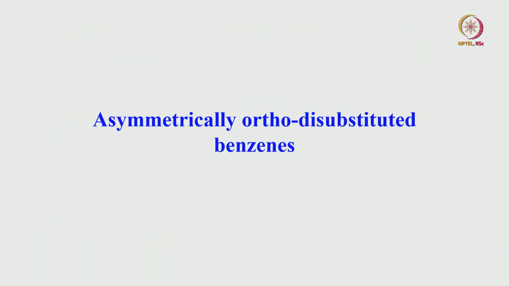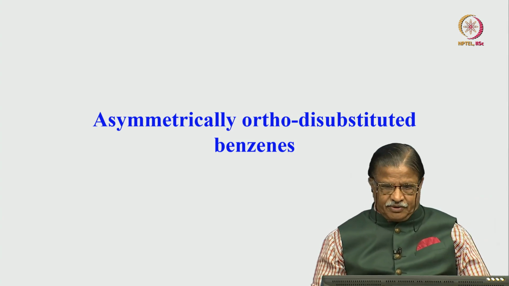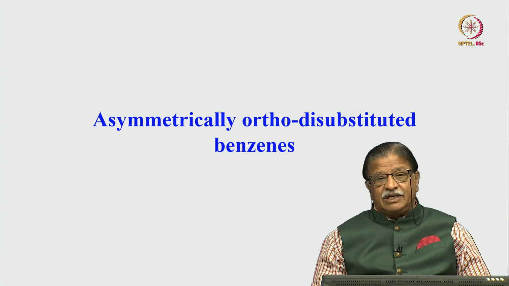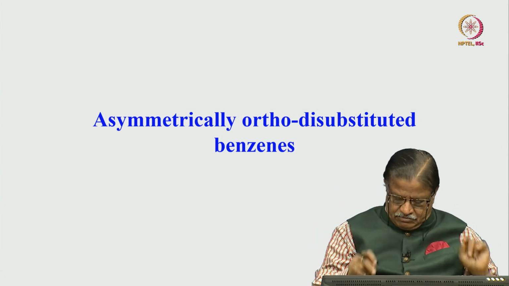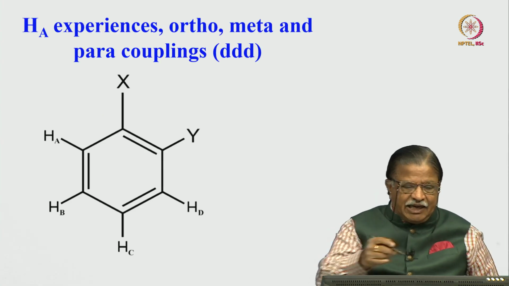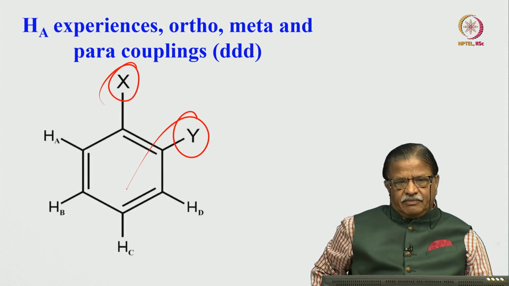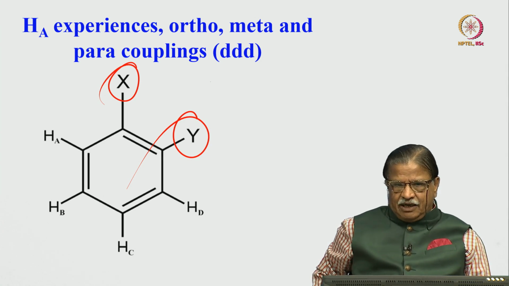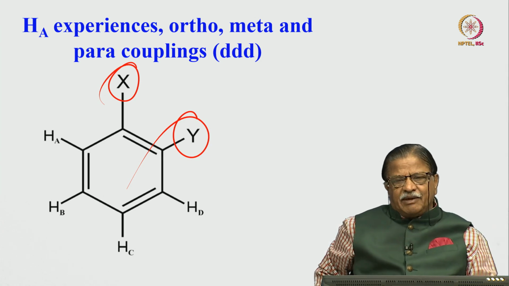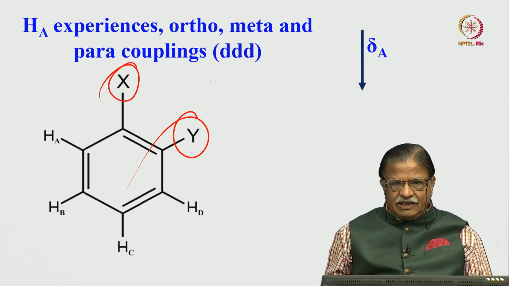We looked at monosubstituted benzene. Now, let us take the example of asymmetrically ortho disubstituted benzenes. Asymmetrically means these two substituents are different, X and Y. Then what is the pattern we expect? Is there any symmetry for this molecule? No symmetry at all. All these four protons are chemically inequivalent. A is different, B is different, C is different and D is different.